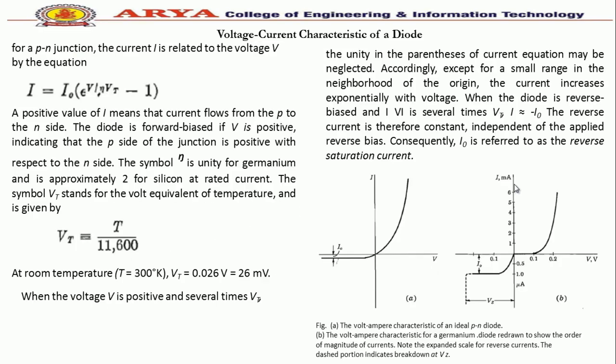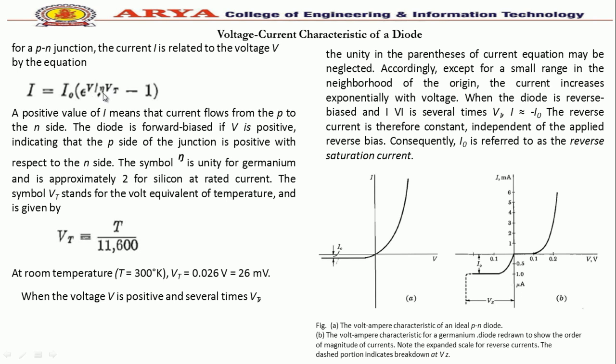So we all know that for a PN junction diode, the current I is related to the voltage V by this equation, where I0 is referred to as the reverse saturation current, V is the applied voltage, eta is a constant, and Vt is the voltage equivalent of temperature. A positive value of I means that the current flows from P to N side. The diode is forward biased if the applied voltage V is positive, indicating that the P side of the junction is positive with respect to the N side.